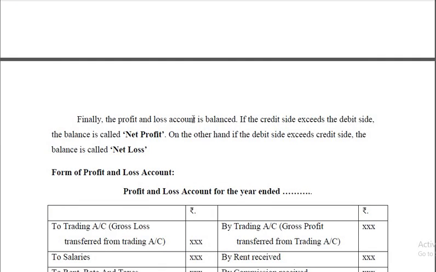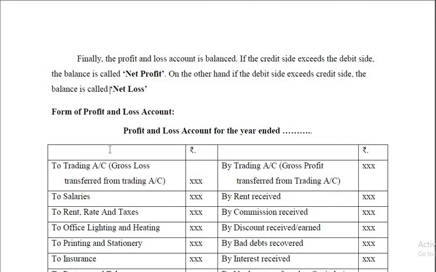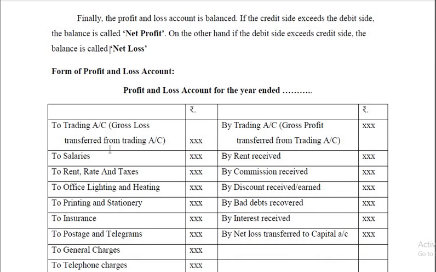Finally, net profit. Finally the profit and loss account has to be balanced. If the credit side exceeds the debit side, the balance is called net profit. On the other hand, if the debit side exceeds the credit side, the balance is called net loss. These are very simple things which you already come across. This is a repetition of what you have learned already and a recall of what you have learned already.